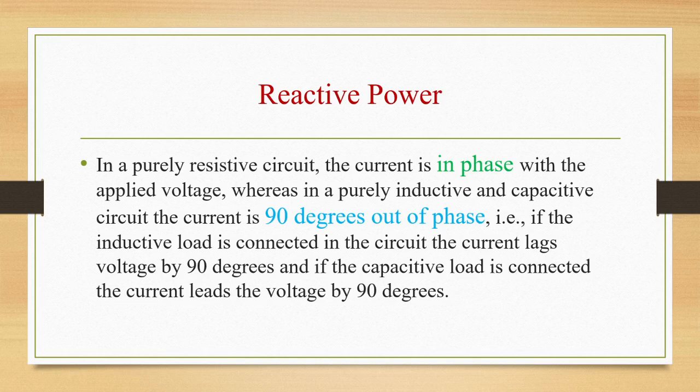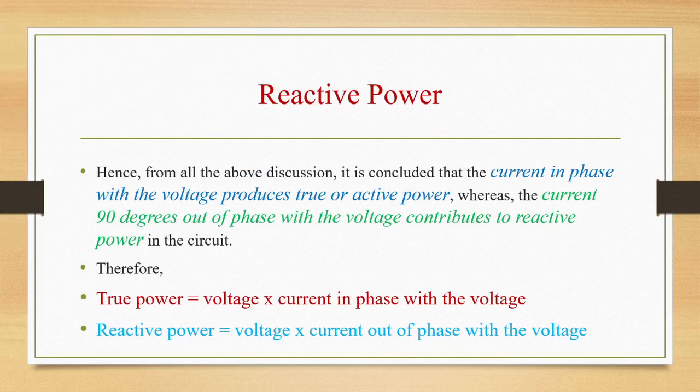For a pure capacitor, current will lead the voltage by an angle of 90 degrees. So we can conclude from these points which I have discussed that current in phase with voltage will produce true or active power, whereas current 90 degrees out of phase with voltage will contribute to reactive power in the circuit.